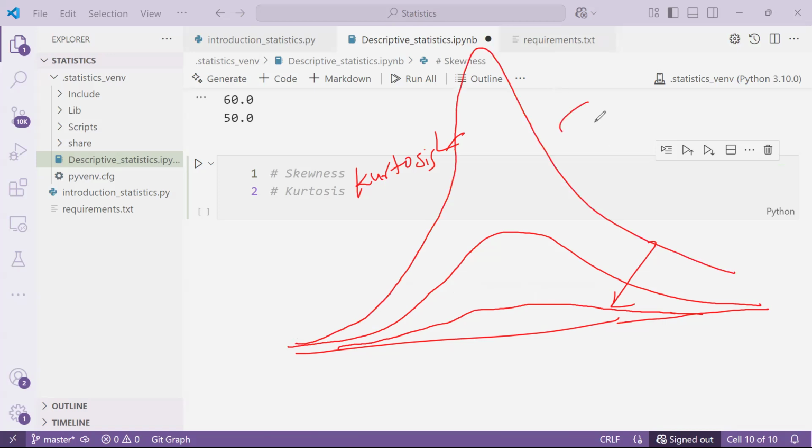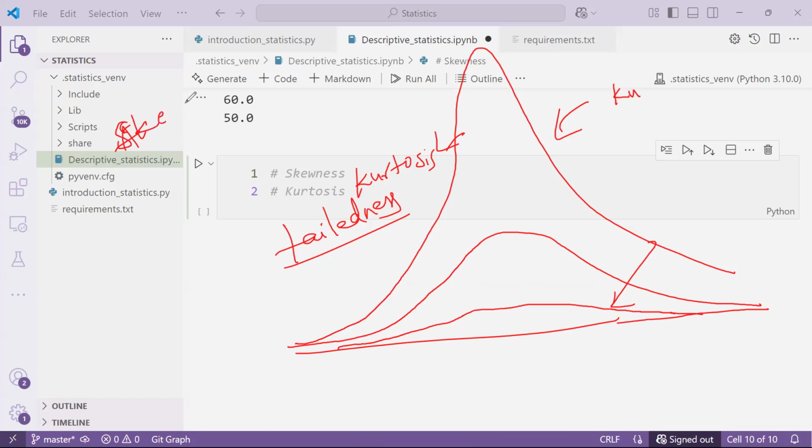This is the kind of thing we can call kurtosis. It's a high kurtosis and low kurtosis, actually. With the help of kurtosis, we can find the tailness of the data, and the tailness of your data we can easily find out.